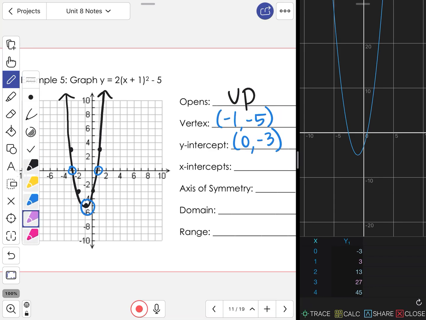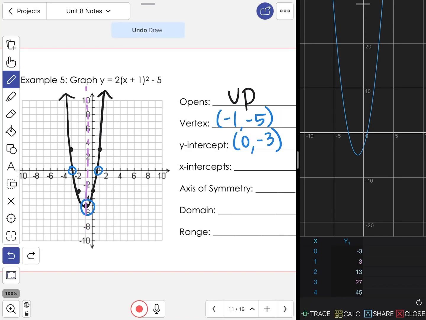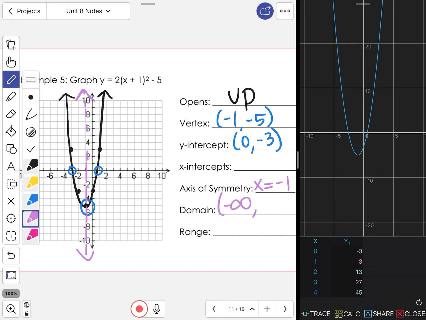Okay, let's find our axis of symmetry. So that's that vertical line straight through your vertex. And that's at x equals, and we cut through -1. Okay. Our domain, we're going to start off by going up and down, and it looks like the first thing we hit is an arrow, so we're going from negative infinity. And the last thing we touch is up here at an arrow again, so we're going to positive infinity.